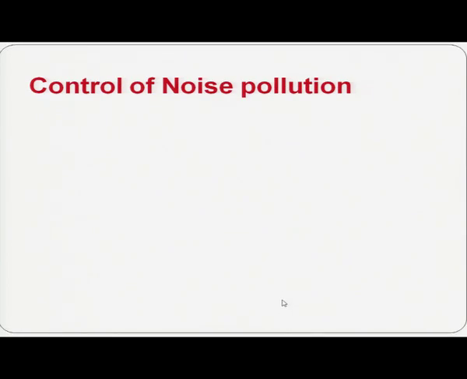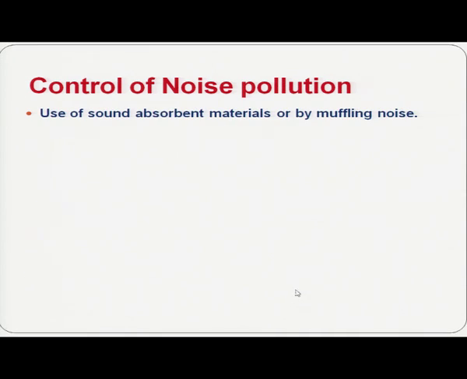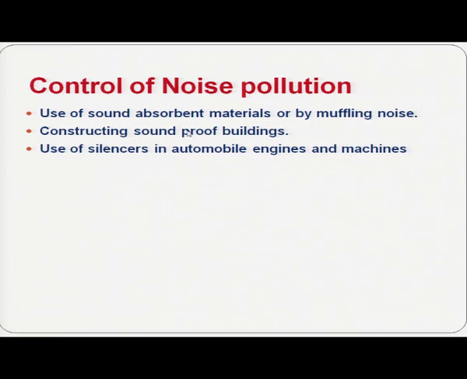So, what can we do to control noise pollution? Number 1, we can use sound absorbent materials like foam or cloth, or we can muffle the noise in order to reduce the noise pollution. By using these sound absorbent materials, we can construct soundproof buildings. We can use silencers in automobile engines and machines.